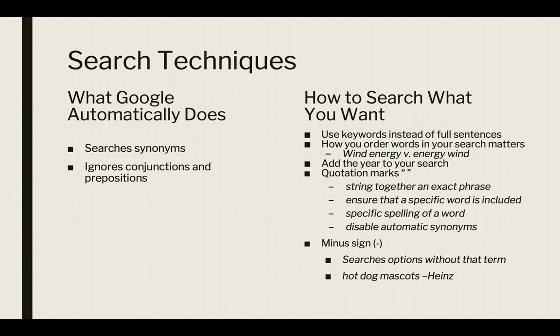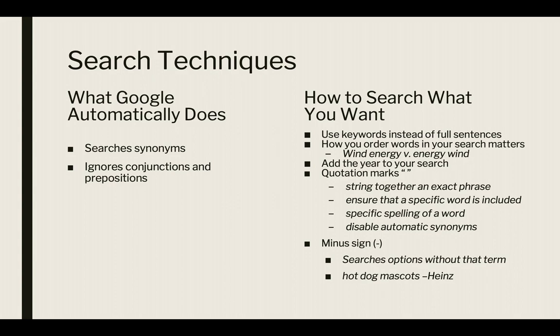So when it comes to how to search for what I want, I can use keywords instead of full sentences, taking out those prepositions, conjunctions, or extraneous words when I can. How you order your words in the search actually matters. When I have wind energy, that's going to give me different results than energy wind, phrased differently. Just be mindful of that when you're putting in search terms. You can also add the year to your search to start narrowing down, especially if you're dealing with recent events or events that happened in less recent history.